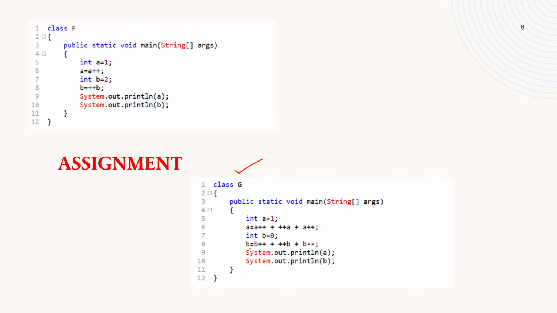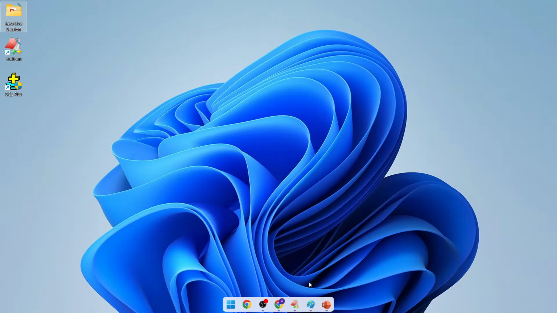Yes, guys. I got answers from you. All are saying 7 and 4. For A, it is 7. For B, it is 4, right? Let's track this code. How it came, okay? Let me take this code.